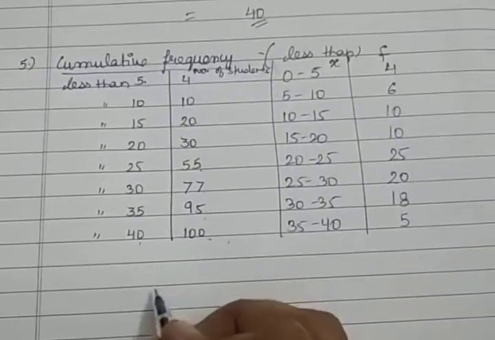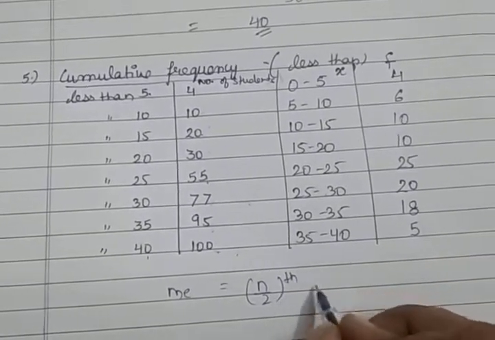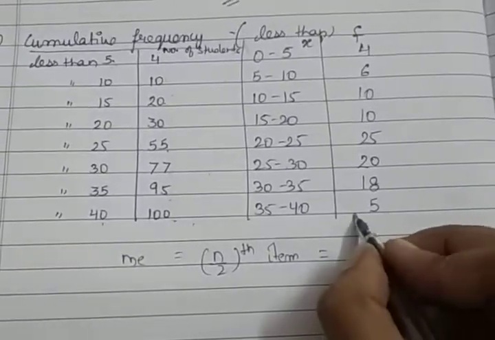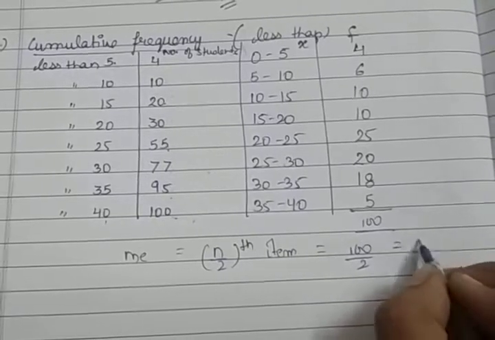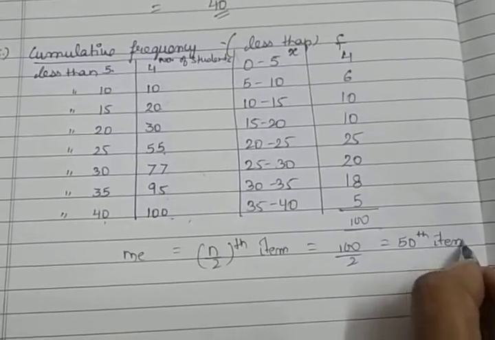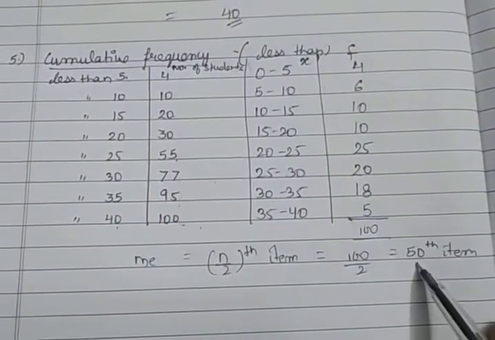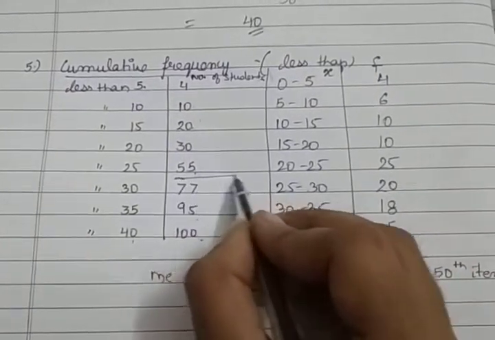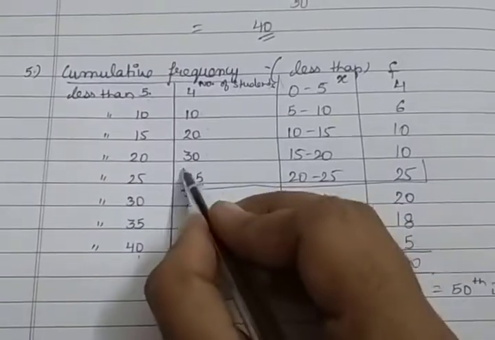Now your first step is n upon 2 item. So the total of the frequency is 100. So now 100 upon 2, that means 50. Now this 50th item we have to see in the CF, greater than or equal. So 50 is not there, but the greater value is 55. So this one is your median class.